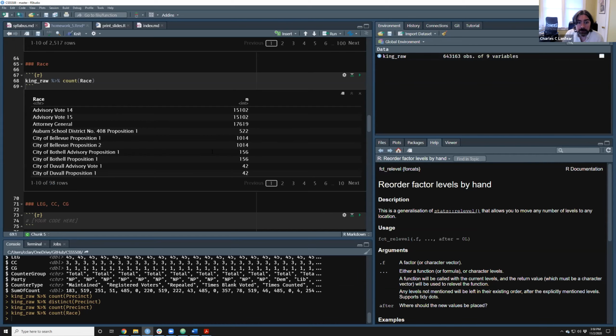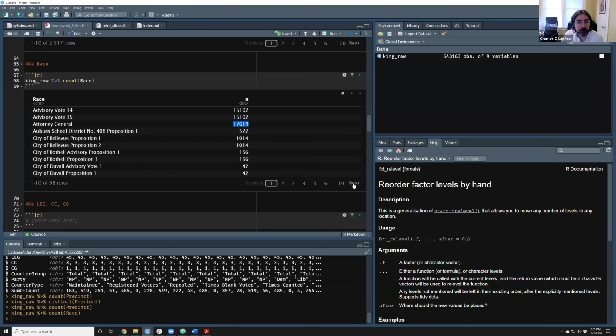Okay. Notice some other things, like advisory vote 14 here has 15,102 observations, which means people voted on it in basically almost every precinct in King County. Attorney General here has 17,619. So you could imagine that people probably voted on this one in every precinct, right? Everybody in King County probably got to vote on the Attorney General.